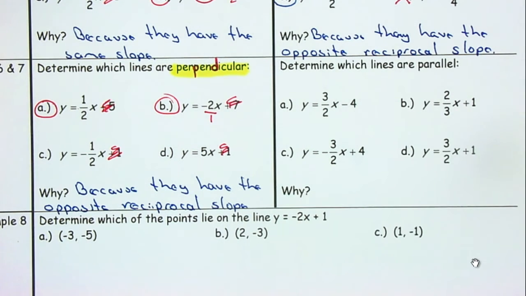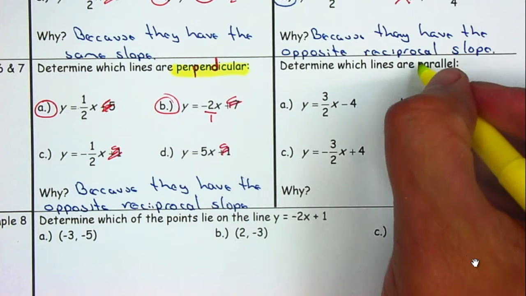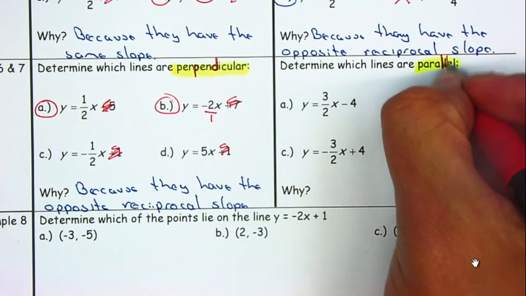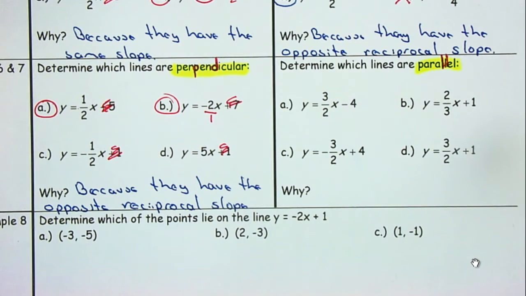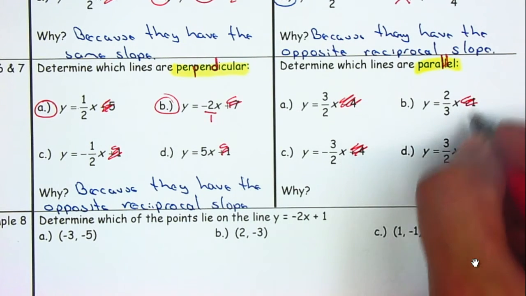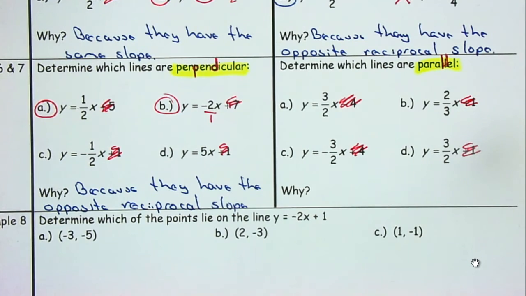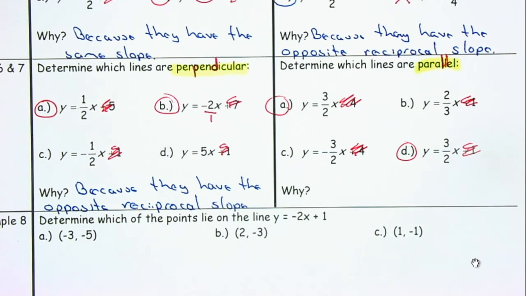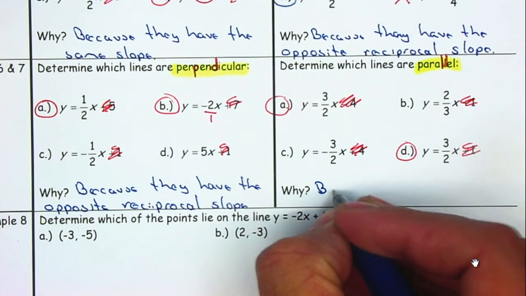And the last one, parallel. I want you guys, with your red pen, to accentuate the two L's. So we're looking for the same slope. First let me get rid of the y-intercept. The ones that have the same slope are letter A and letter D. Why are they parallel? Because they have the same slope.